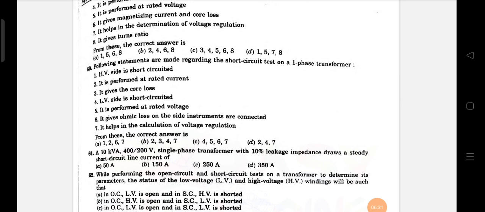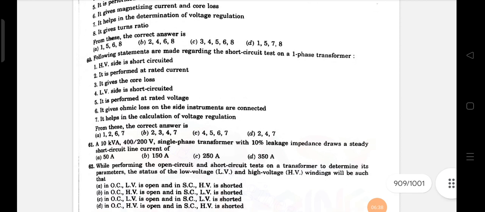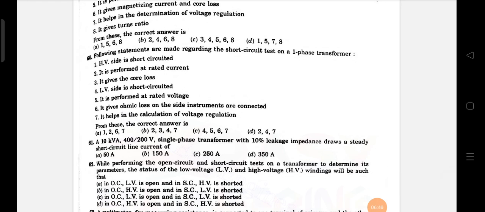Now see the options. First one: the HV side is short circuited. That is not correct. Next, it is performed at rated current. That means we need to apply rated current on the LV side. That means the second option is correct. Third option: it gives the core losses. That is not correct.